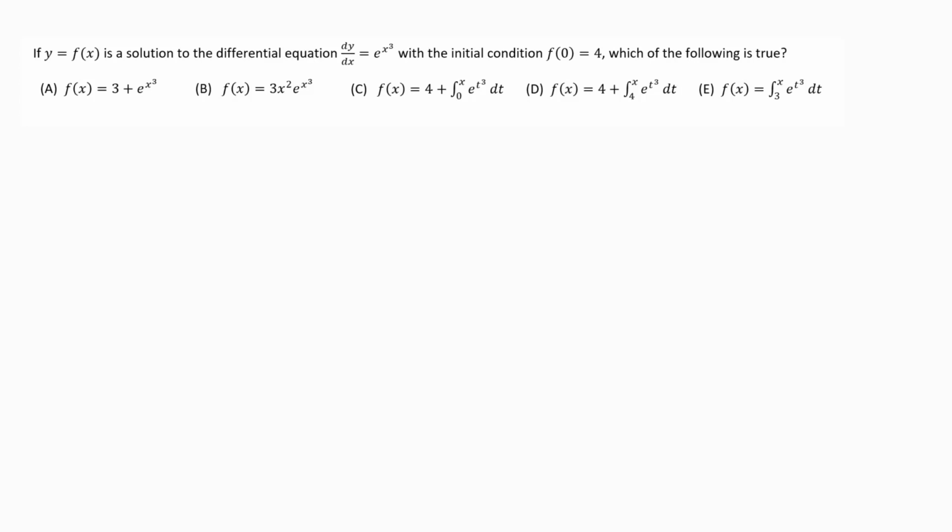In this example, we're being told that y equals f of x is a solution to this differential equation right here, e raised to the x to the third. And then they provide us additional information, the initial condition f of 0 equals 4, which means when we plug 0 into the original equation, notice they're talking about f there, the answer to all of that math should equal 4.